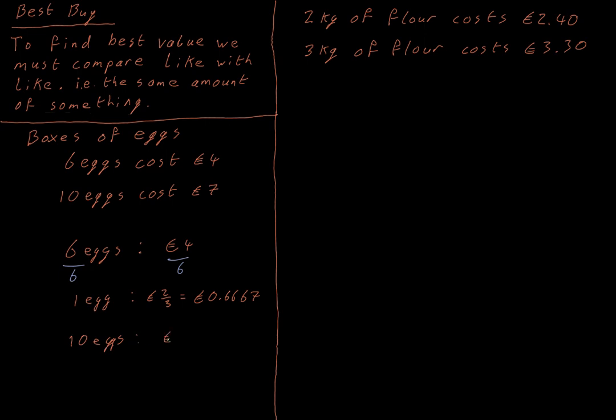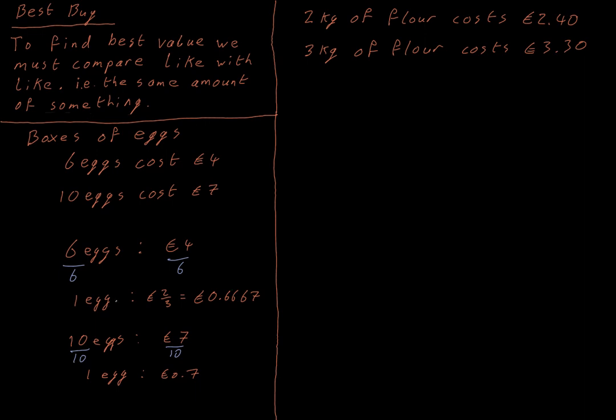So the 6 eggs box there, and then for the 10 eggs box, which costs €7, we are going to do the same thing. We're going to find out the cost of one egg, so we need to get 1/10 of our 10 eggs, because 10 divided by 10 is 1, just like 6 divided by 6 is 1. And one egg is 0.7 of €1, which is more expensive than our 6 eggs box.